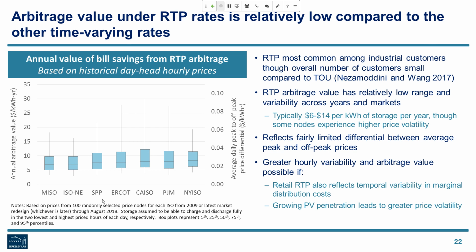Some years at ERCOT in Texas, Cal ISO, and PJM in the northeastern areas had high daily price variations, and that's led to some higher arbitrage values in some years. We could potentially see higher hourly variability and hence arbitrage value if retail real-time pricing were also going to include more temporal variability in marginal distribution costs, for example, or if we were to have higher levels of PV penetration.